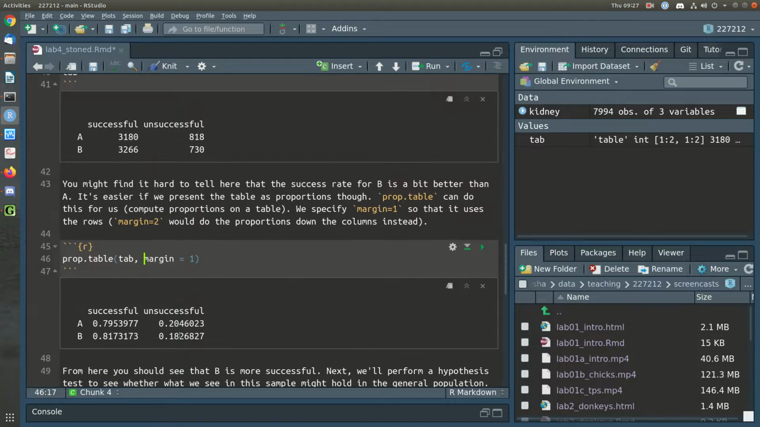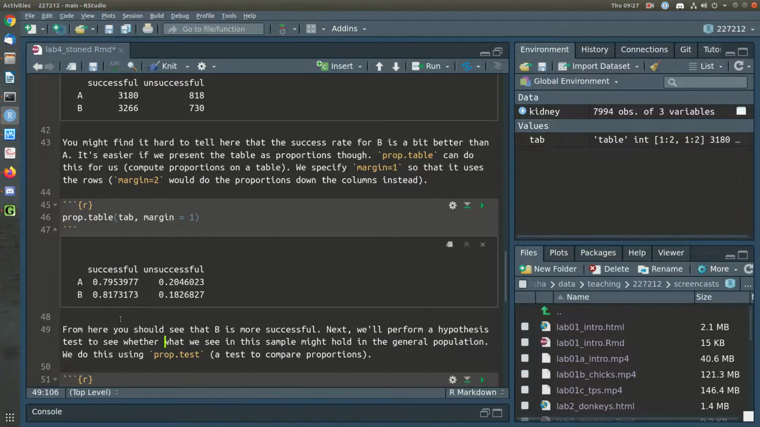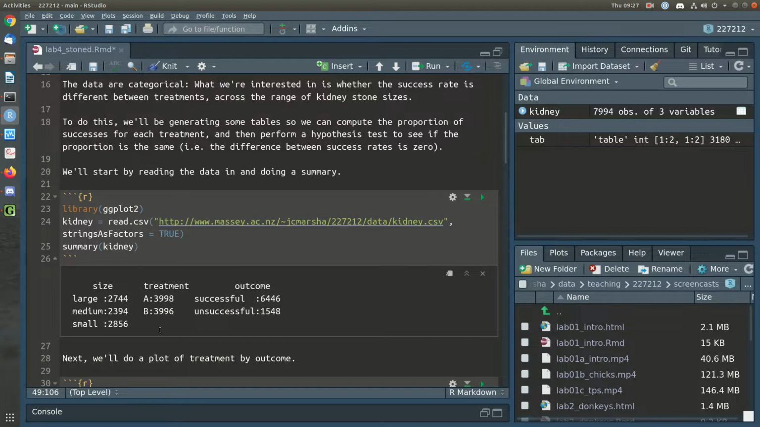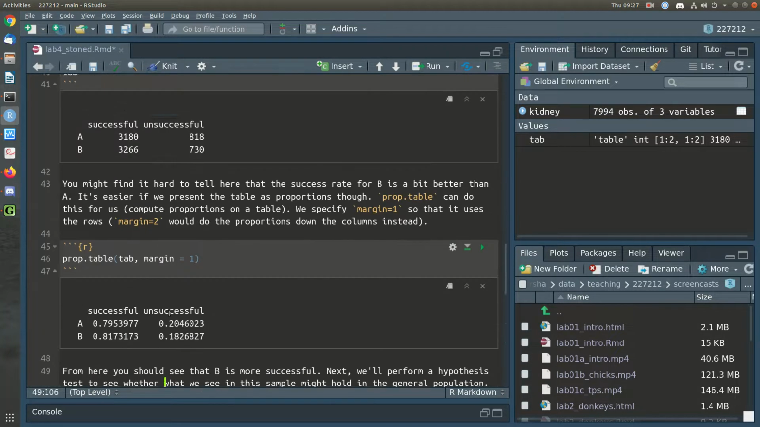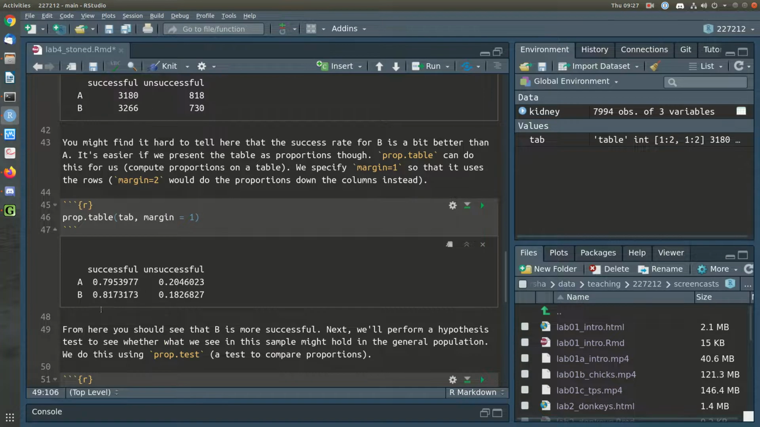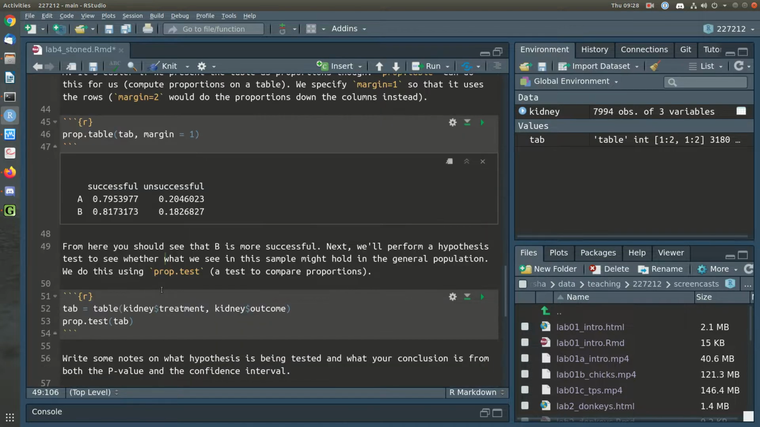You can see that across the rows they add to 1, and you can now compare these two numbers. B is a little bit better than A, but there's not a huge difference here. Because we only have a sample, admittedly quite a large sample, we have 8,000 individuals essentially, we might expect to be able to detect quite small differences and infer from our large sample that there's differences in the population. And we can do this, of course, with a hypothesis test.